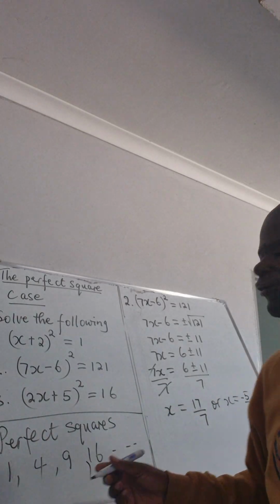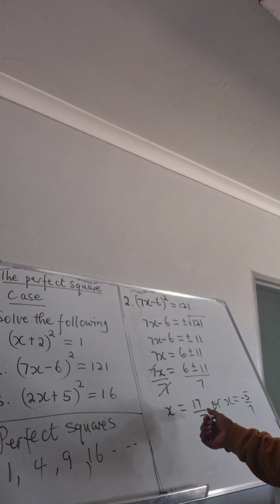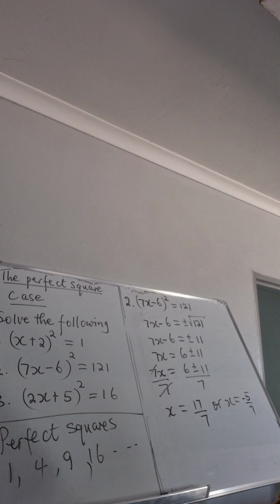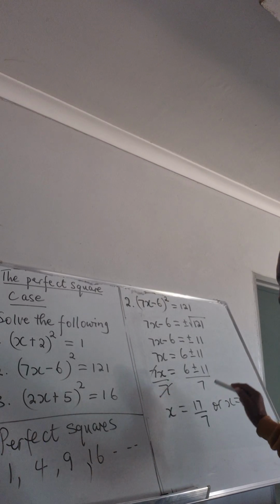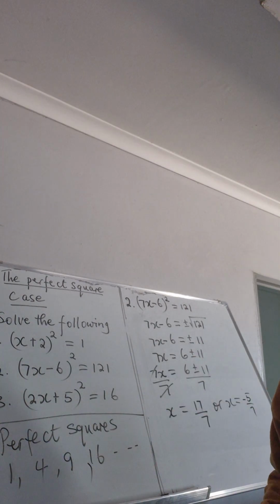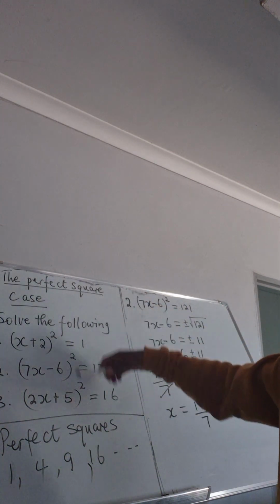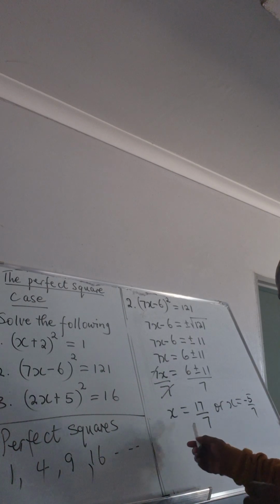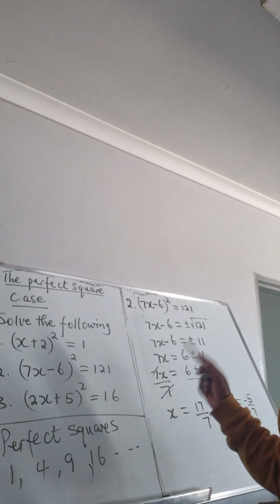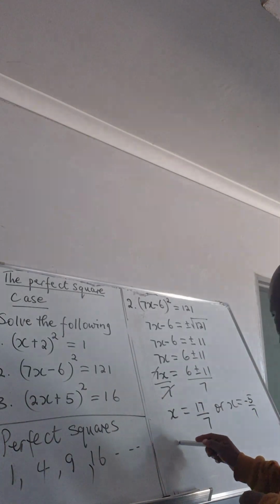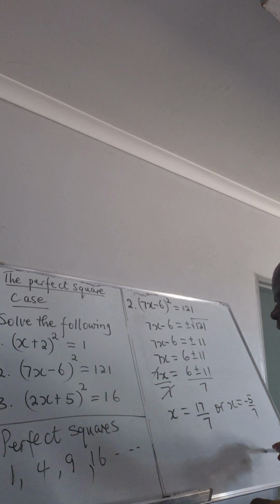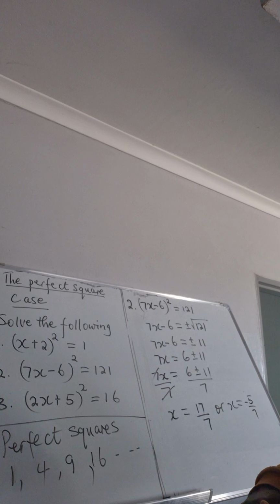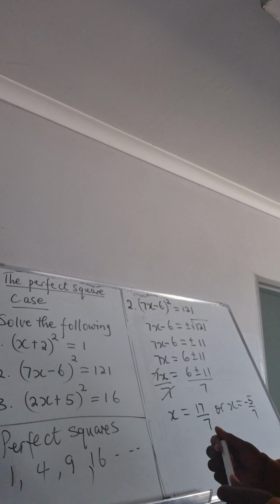Here you must be careful. Read the instructions in the examination. If the instruction says round off your answers to 2 decimal places, that means you have to change this to a decimal and round it to 2 decimal places. I did not give that instruction, so I can mark anything here. But in your exams, check your instruction. If it says round off to 2 decimal places, then you change it to a decimal and round it. Right, that is example number 2.